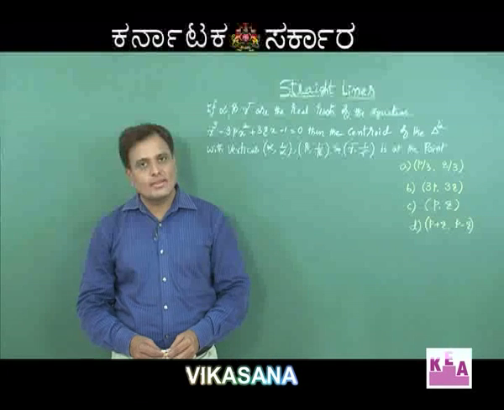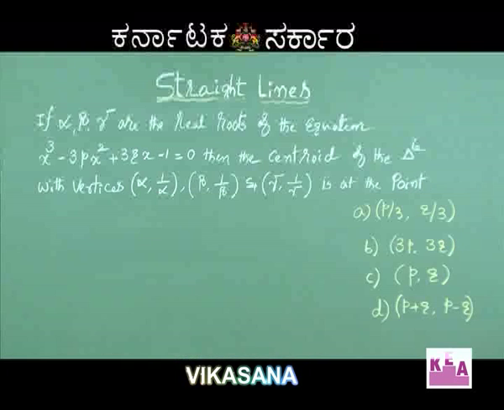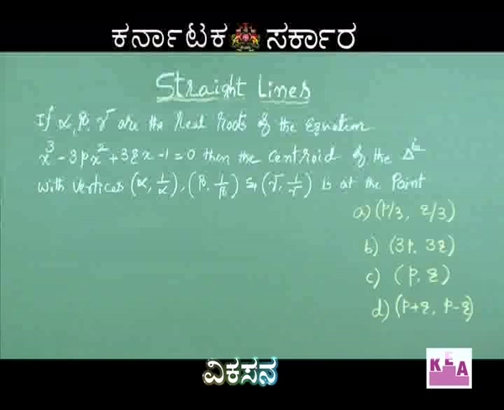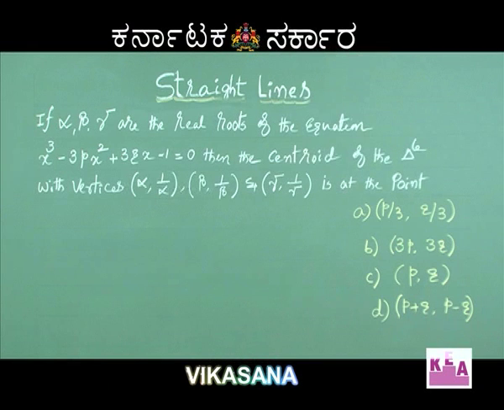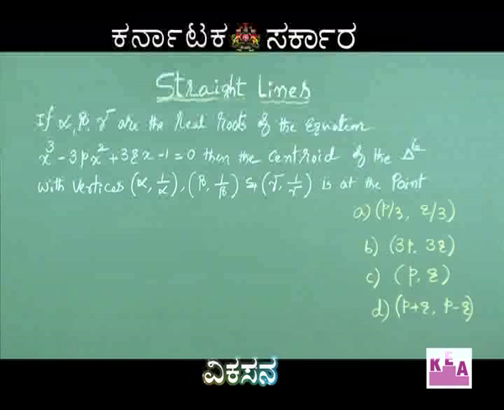Dear students, let us consider another example. Read the question carefully. If alpha, beta, gamma are the real roots of the equation x cube minus 3px square plus 3qx minus 1 is equal to 0, then we have to find out the coordinates of the centroid of the triangle whose vertices are alpha, 1 by alpha; beta, 1 by beta; and gamma, 1 by gamma. Options: option A, p by 3, q by 3; option B, 3p, 3q; option C, p, q; option D, p plus q, p minus q.